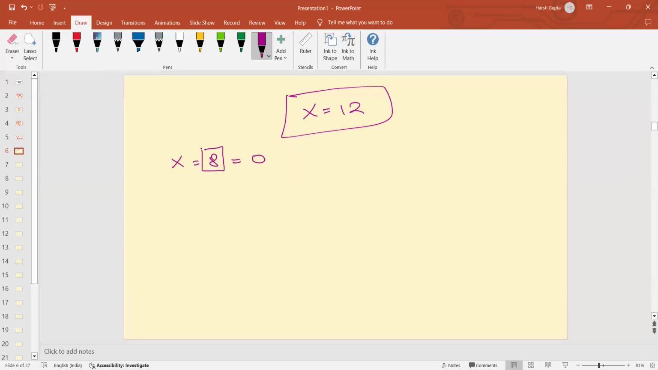From where is this 8 coming? This 8 is actually the largest number which is smaller than 12 and is a power of 2, isn't it? The largest number that is a power of 2 and less than x is actually 8. So at 8, we know that the answer is 0. At 10, we know the answer will be 4.